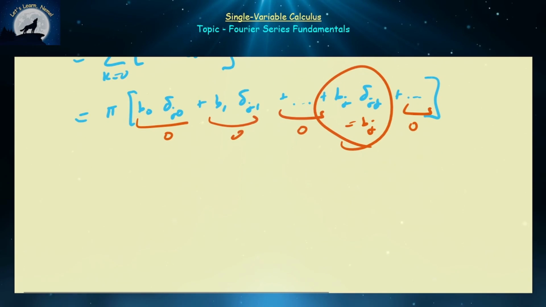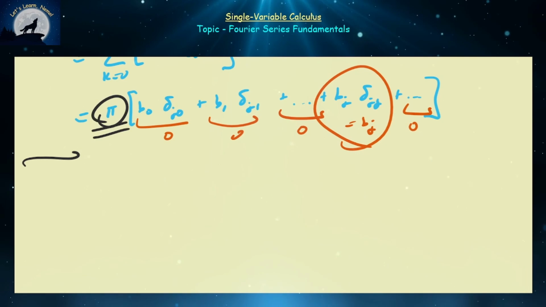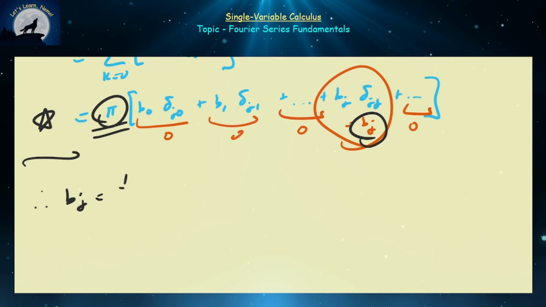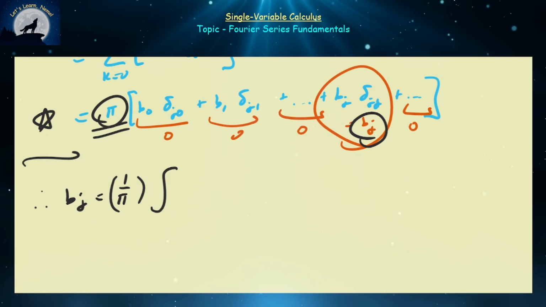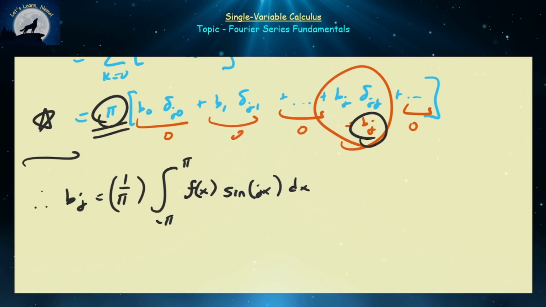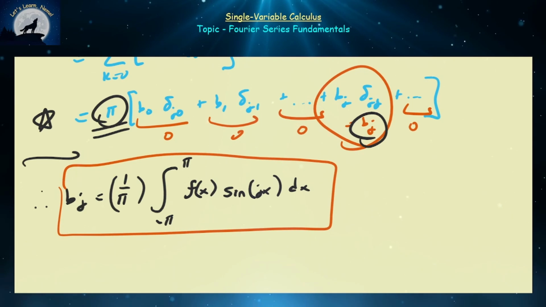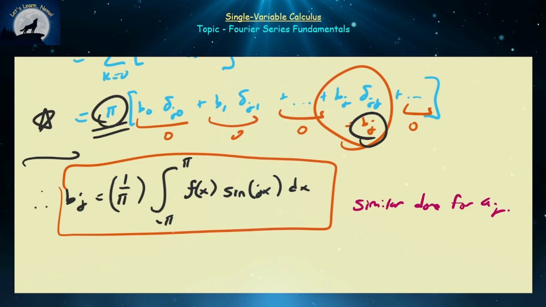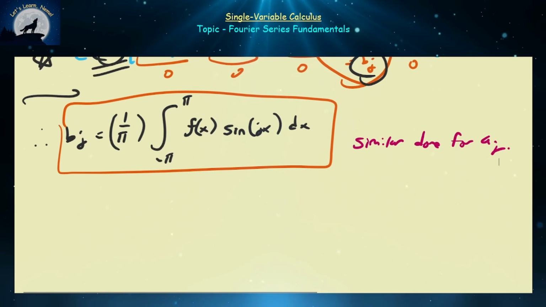So rearranging this, what are we going to have? Notice that we have that pi, and then we have that integral of f times sine on the left-hand side. So solving this equation for b_j, we have that b_j will be equal to 1 over pi times the integral from minus pi to pi of f of x times the sine of jx dx. And we get this wonderful, beautiful identity. And similarly done for the a_j terms. Instead of multiplying both sides by sine, multiply both sides by cosine instead, and you can get the a_j terms.